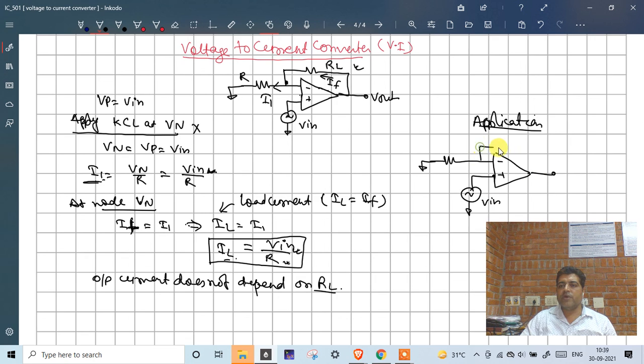Now from here we can have an ammeter. This ammeter will measure the current. So directly we can measure how much current is coming from the source. For this, the voltage to current converter is used.